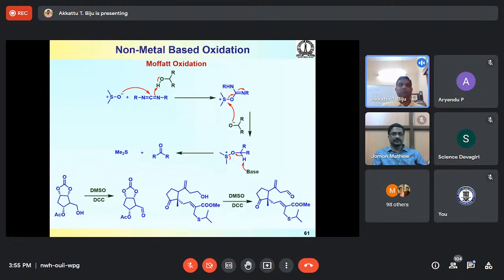All right, so that is Swern oxidation. So the Swern oxidation is, as I told you, a metal-free oxidation reaction, which is widely used for.